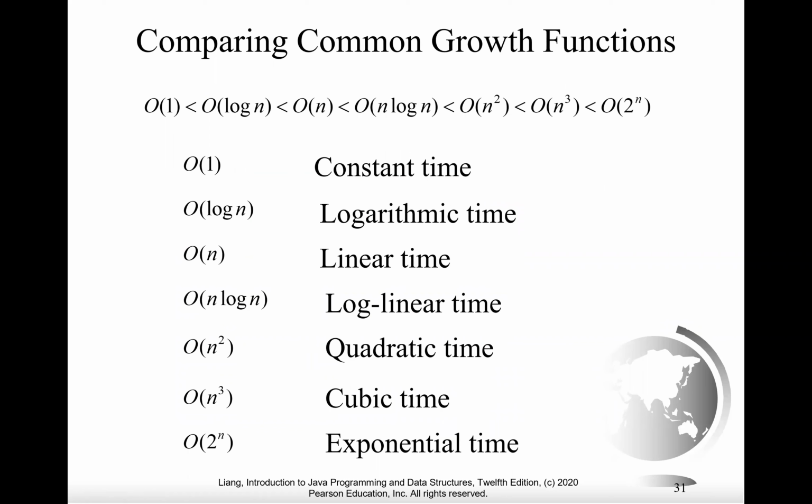This is the summary of all these common time complexities. Order of 1 is constant time. Order of log n is logarithmic time. Order of n is linear time. Order of n log n is log-linear time. Order of n squared is quadratic time. Order of n cubed is cubic time. Order of 2^n is exponential time.